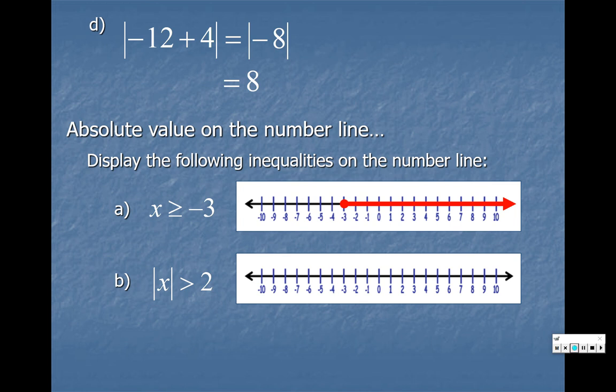-1. What's the absolute value of -1? How far is -1 from 0? 1. Is that greater than 2? No, so that won't be on the graph. -2. Absolute value of -2. 2. Is that greater than 2? No, that's not greater than 2. -3. Here's the big moment. Absolute value of -3 is 3, and that's greater than 2.